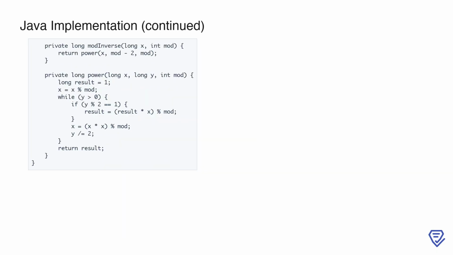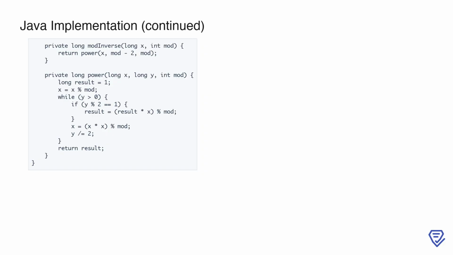To support the modular arithmetic used earlier, we define two helper functions. The first, mod inverse, calculates the modular inverse of a number x modulo mod using Fermat's little theorem. It does this by calling the second helper function, power, which efficiently computes the result of x raised to the power of y, modulo mod, using an iterative approach known as modular exponentiation.